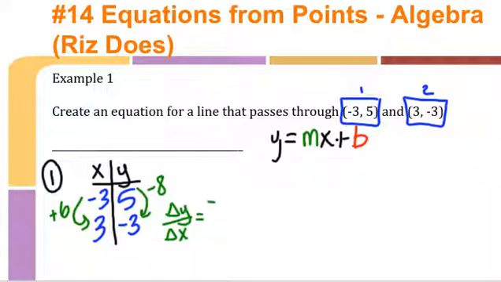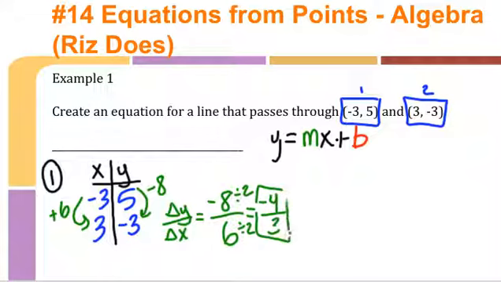So I'm going to go ahead and write that in, -8 over 6. And I know that I can reduce that. Out of both of these numbers, I can divide by 2. So that makes it -4 over 3, or -4/3. Okay, so now I can actually start to substitute this slope into the equation.